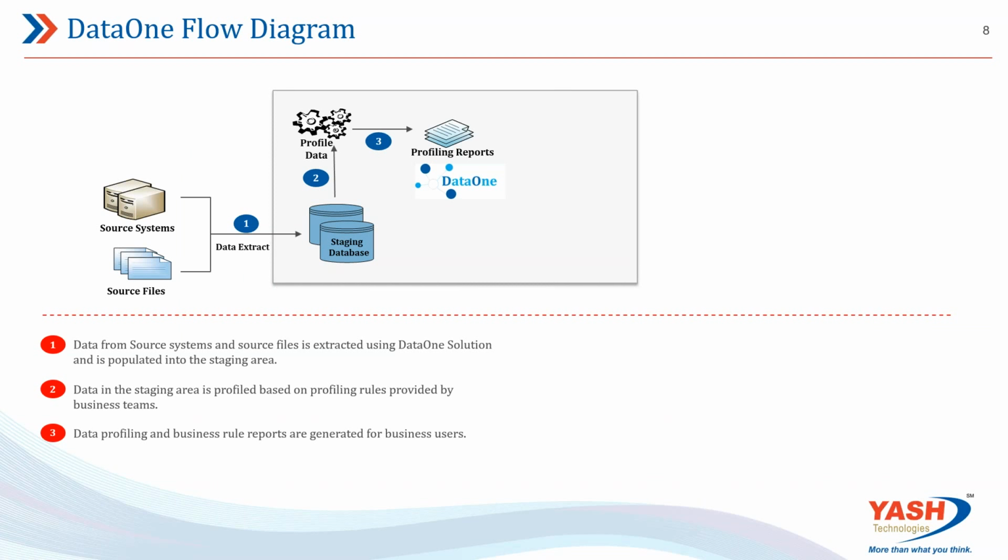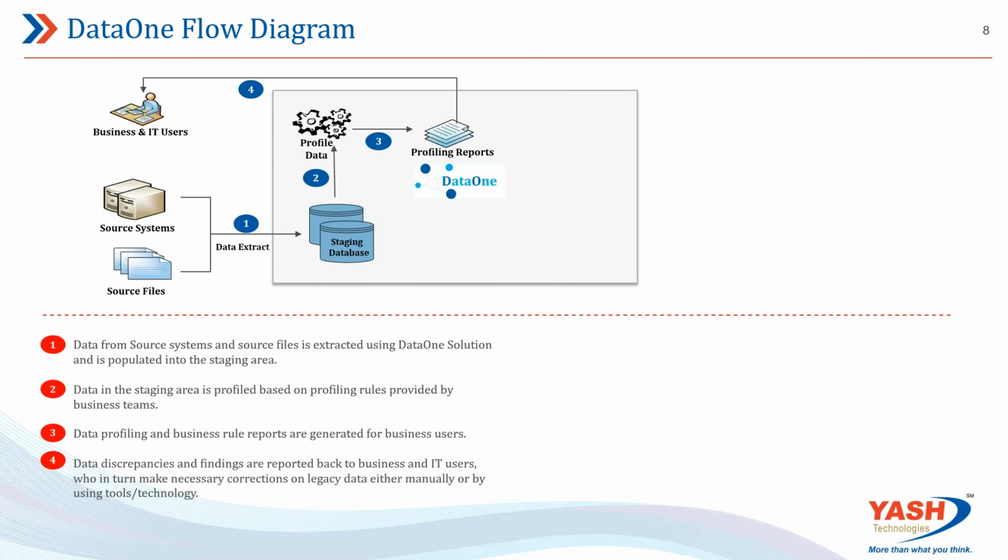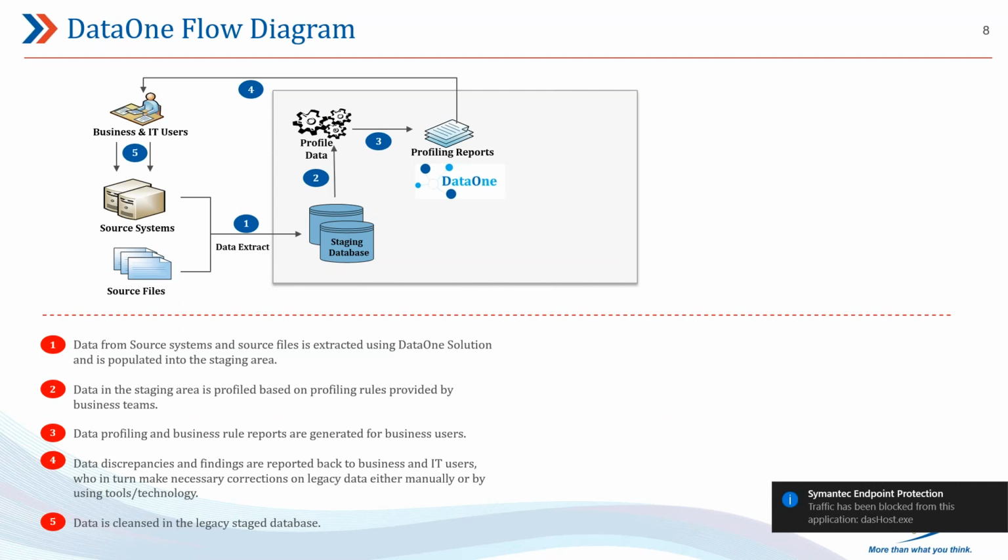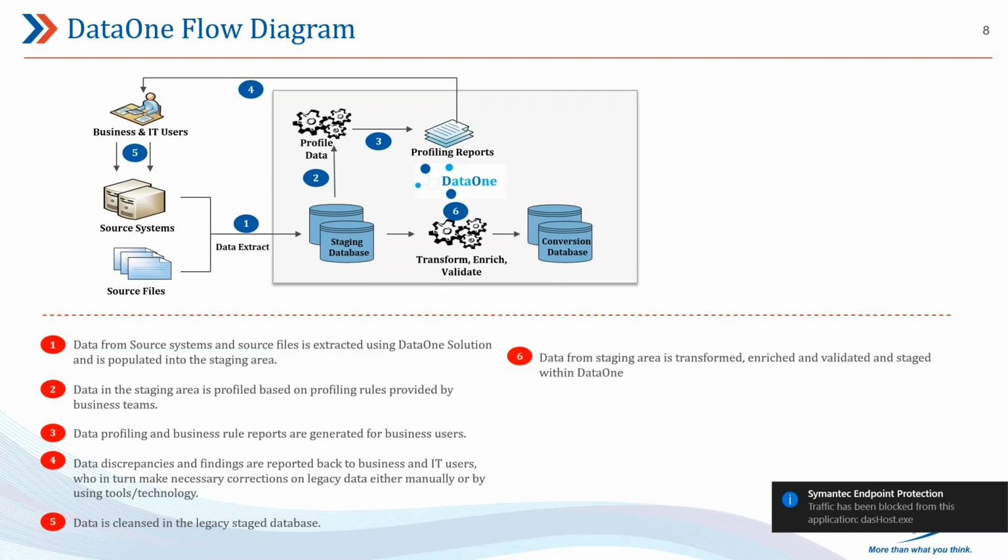So based on the profiling, reports are generated which show the pattern of data across the organization, and these reports are sent to the business and IT team, who run through these reports and say, hey, this particular thing is not consistent with what we want. This could be a major problem. And then they go back, cleanse or fix the data in the source system or in the legacy database, and then load it back to the staging database, from where we start the next phase of the process, which is to transform the data, enrich and validate.